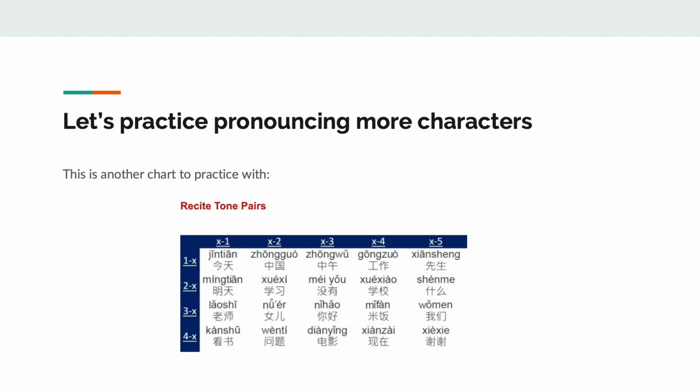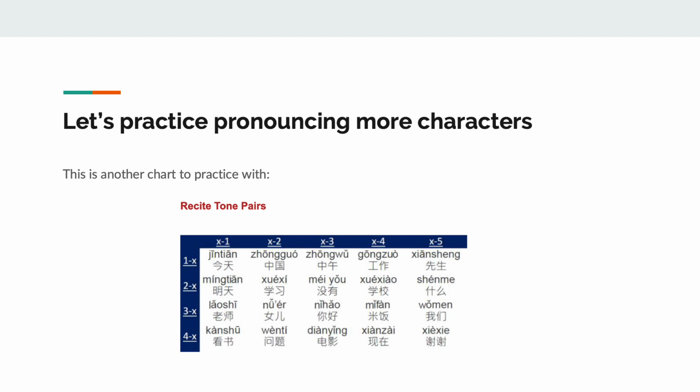Now, in the first column, all the second out of the two are the first tone. In the second column, all the second out of the two are the second tone. In the third column, all the second out of the two are the third tone. In the fourth column, all the second out of the two are the fourth tone. In the fifth column, all the second out of the two are the neutral tone.